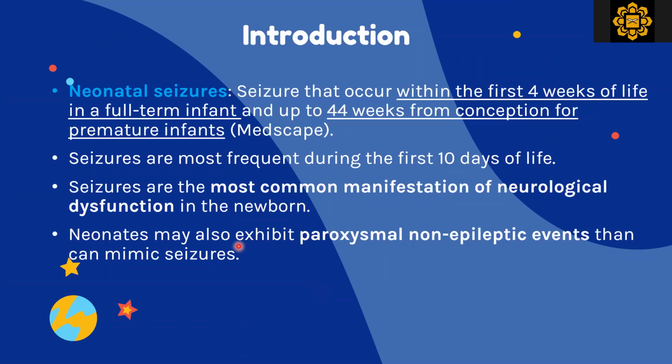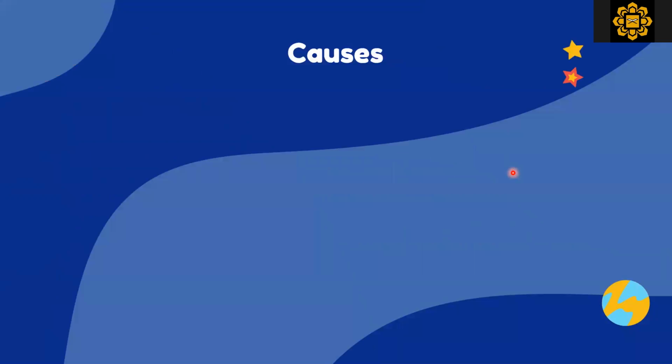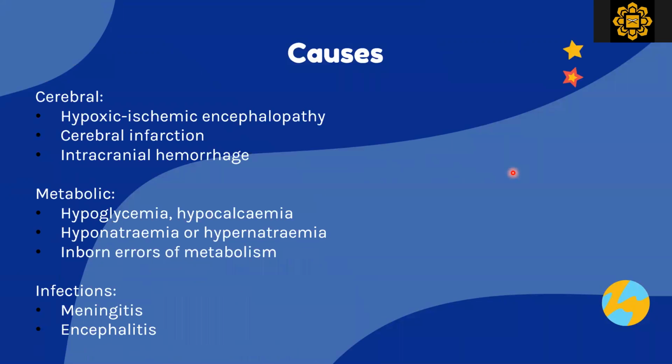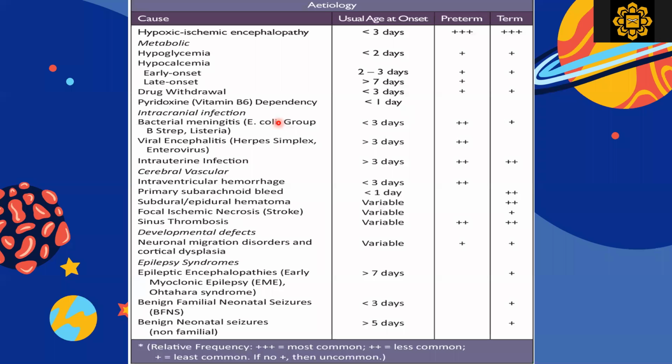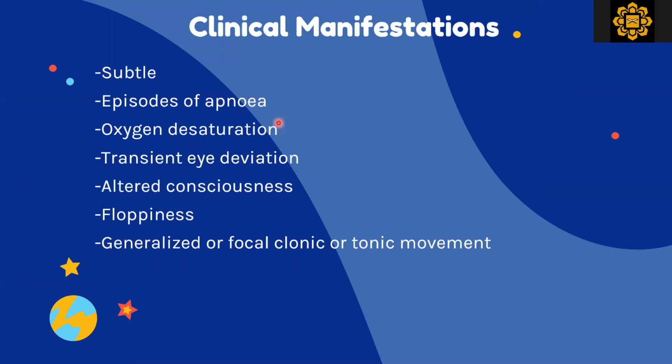So seizures are the most common manifestation of neurological dysfunction in the newborn, especially during the first 10 days of life. So these are the causes of neonatal seizures. The commonest one is hypoxic ischemic encephalopathy. So this is also the etiology.